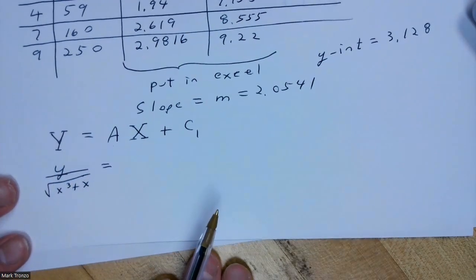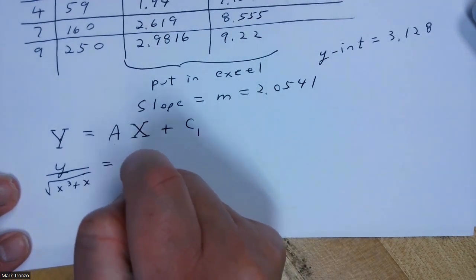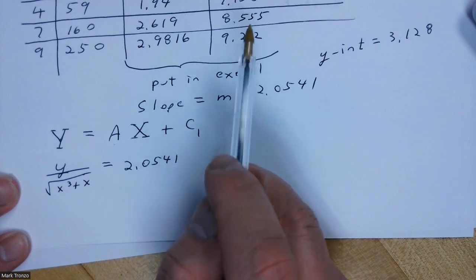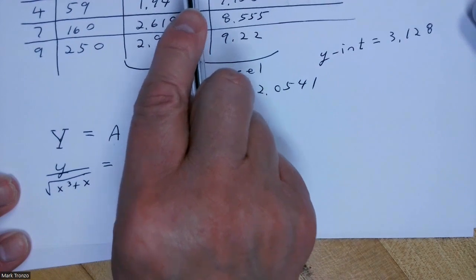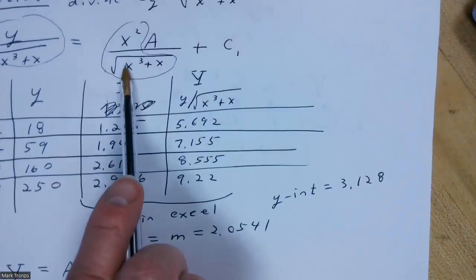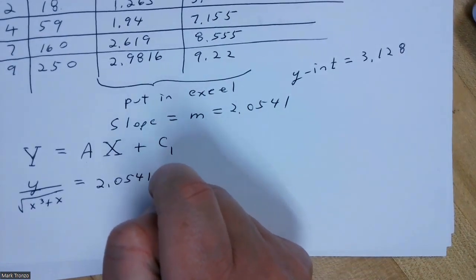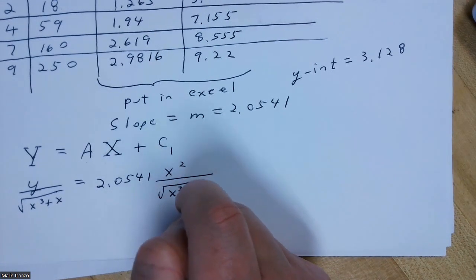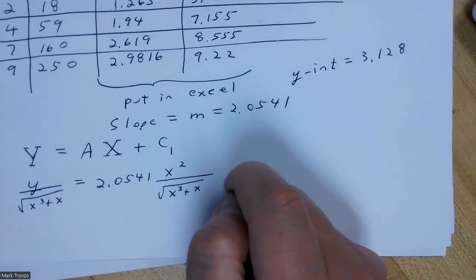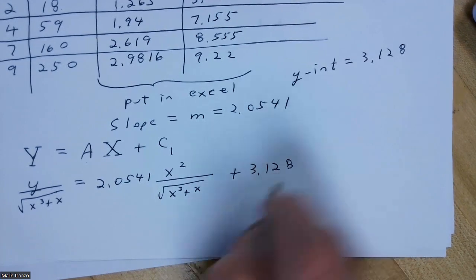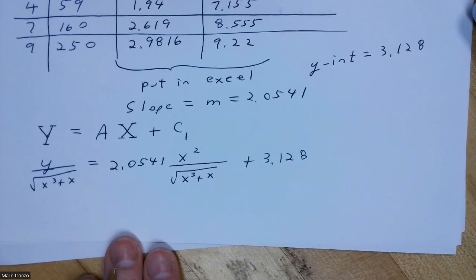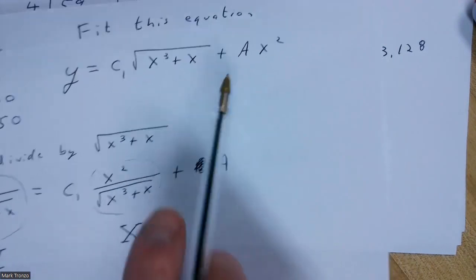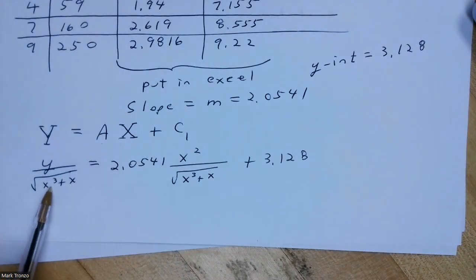Again, we found our slope was 2.0541. And then we replace our capital X with what we had up here, x squared over the square root of x cubed plus x, and our y-intercept was 3.128. But finally, we wanted an equation. The equation we were working with originally was this y equal equation here. So let's multiply through by this denominator.